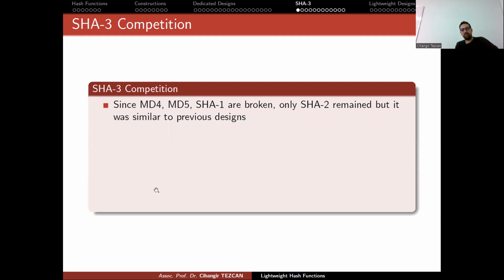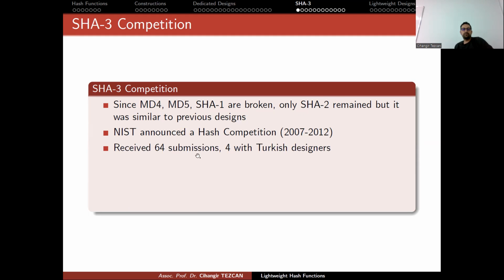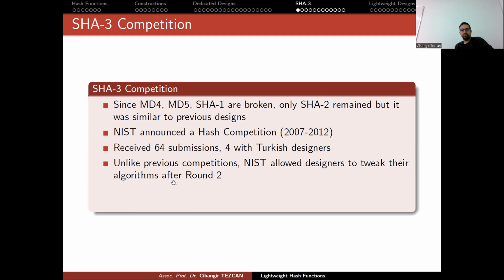So let's finish with SHA3. Since MD4, MD5, and SHA1 are broken, only SHA2 remained, but it was similar to previous designs, right? So people said, if this one also gets broken, what will we do? So NIST announced a hash competition. This competition was held between 2007 and 2012. It received 64 submissions. 4 of them had Turkish designers. Unlike previous competitions, NIST allowed designers to tweak their algorithms after round 2.